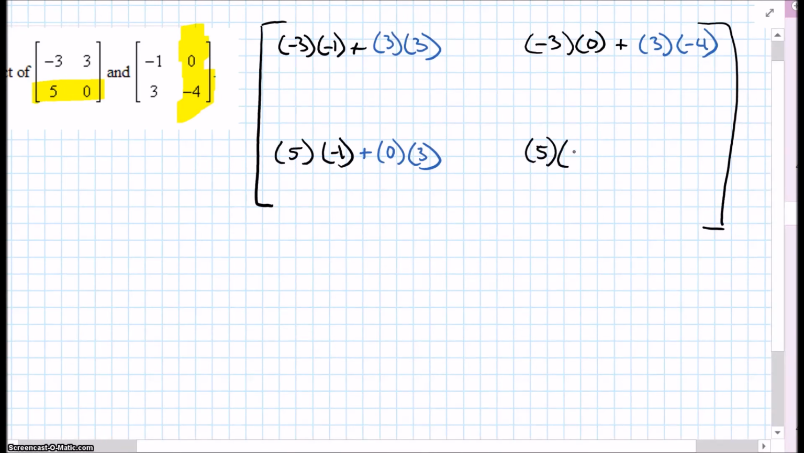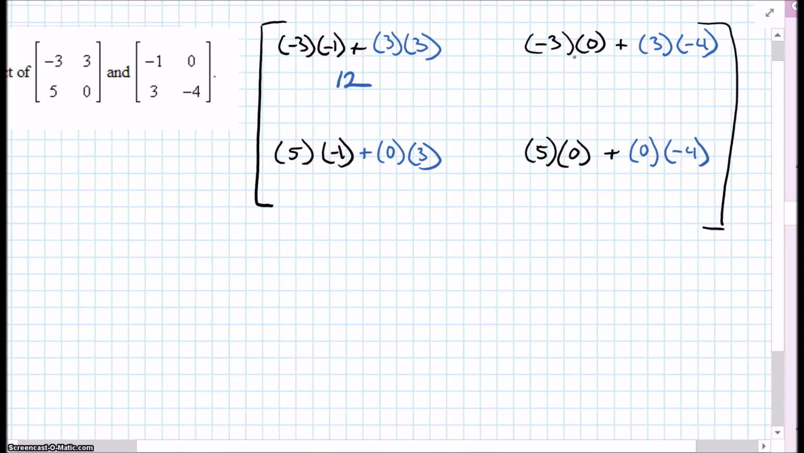5 times 0 plus 0 times negative 4. Okay, there's no more columns in the second matrix, so we are done. Now we just got to simplify. Negative 3 times negative 1 is 3. 3 times 3 is 9, so it'd be 3 plus 9, so that would be 12.